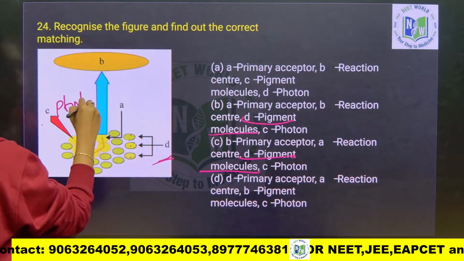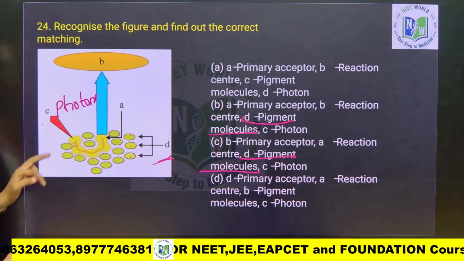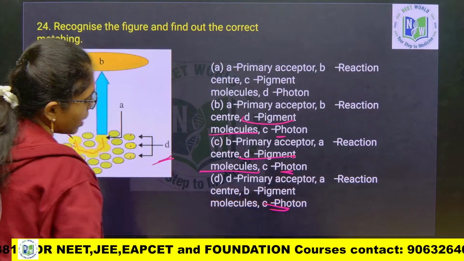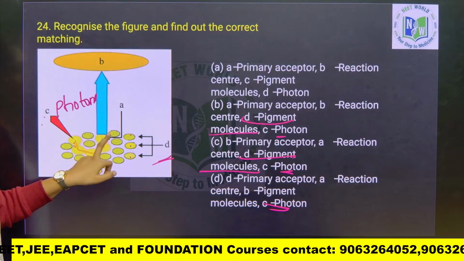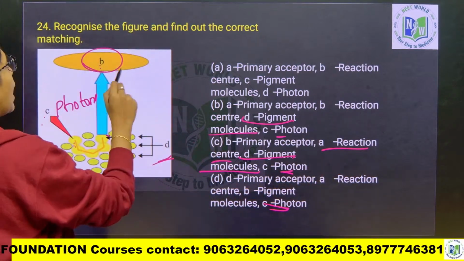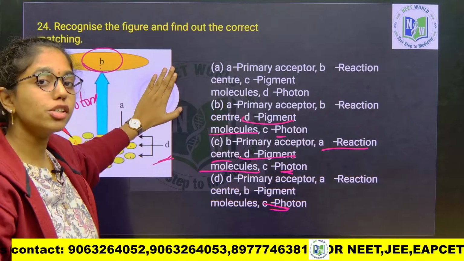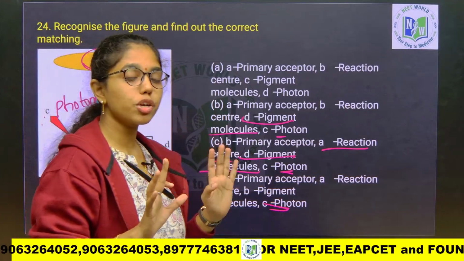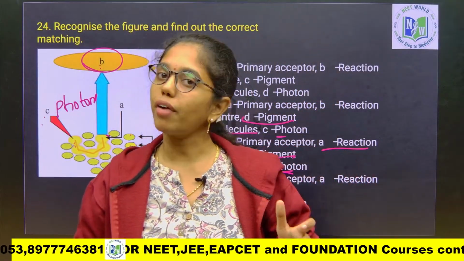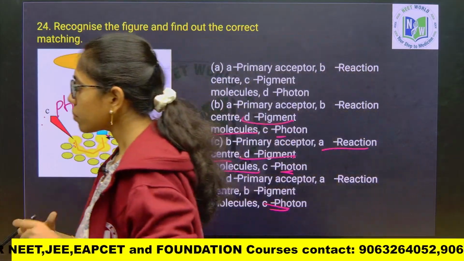C is photons, which are absorbed by the accessory pigments. Here it is photon, here also it is photon, and here also it is photon. And A is the reaction center, and B is the primary electron acceptor. Whether it is for PS1 or PS2 is not mentioned, but I am telling you the major point. Remember that for photosystem 2 the primary electron acceptor will be pheophytin. What is the primary electron acceptor of photosystem 2? Pheophytin.